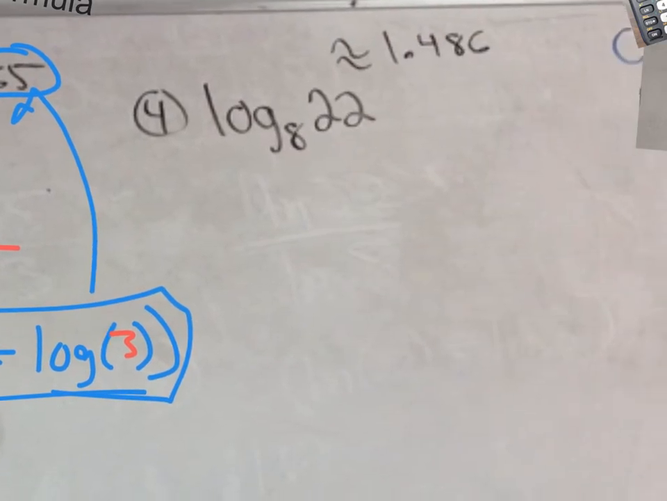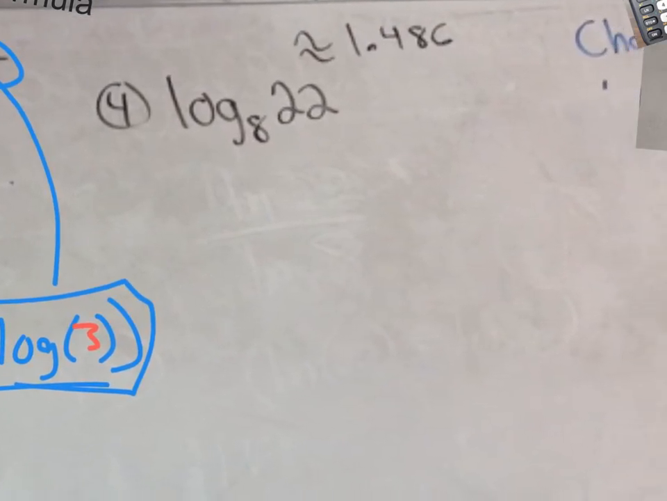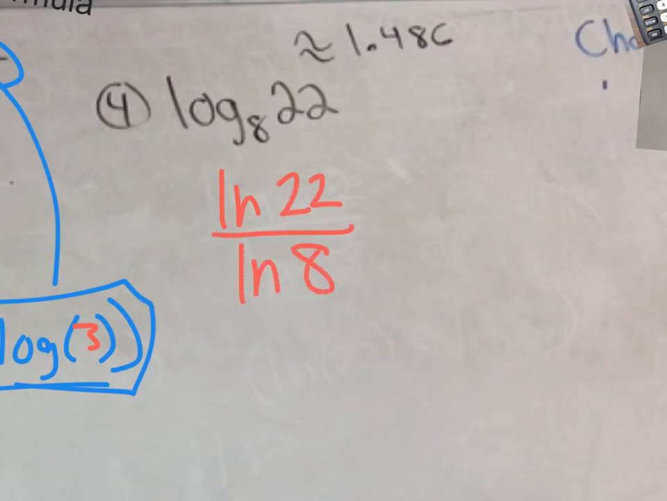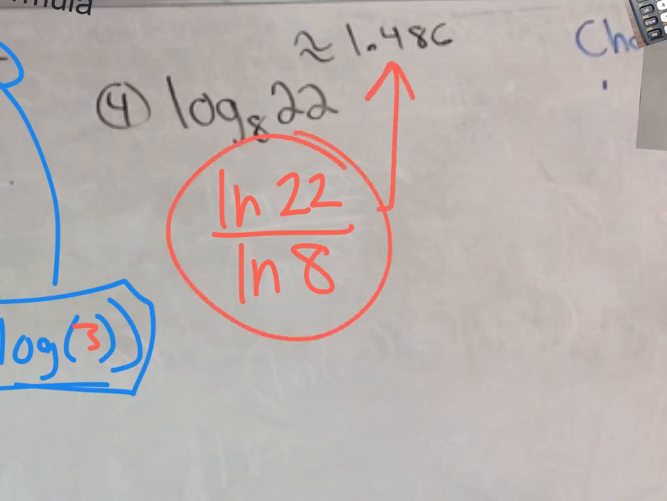The last one here, again, it's just a question of changing it to the base of your choice, and it could be ln or it could be log. I'm going to go with ln this time. ln of 22 up on top over ln of 8 on the bottom. If you do that on the calculator, it will give you that decimal right there.